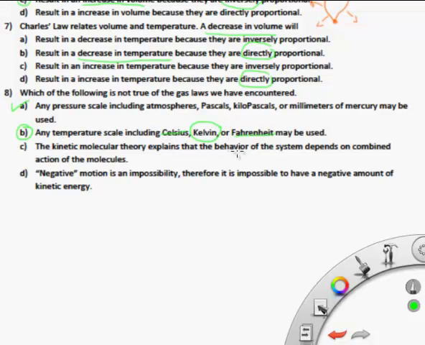Kinetic molecular theory explains that the behavior of a system depends on the combined action of molecules. Indeed, and negative motion is an impossibility. Therefore, it's impossible to have a negative amount of kinetic energy. That is true. Remember, average kinetic energy is temperature. Since you can't have negative motion, and kinetic energy is the energy of motion, you can't have negative energy, so you can't have a negative temperature.